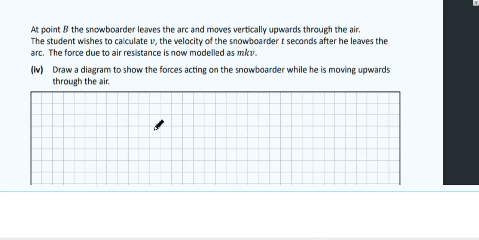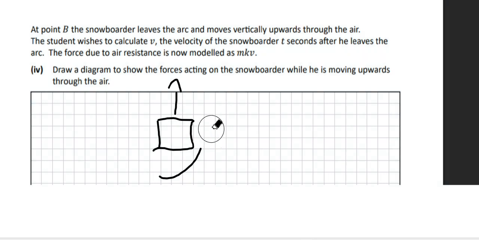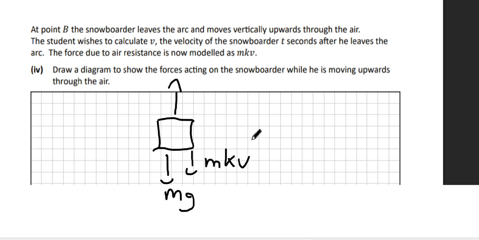So what's happened is the snowboarder leaves the arc, doesn't he? And he goes straight up in the air. And what forces are at play now? Your weight going downwards. Now he wants an air resistance model as well, so we call that mk, v going downwards, and that's it.